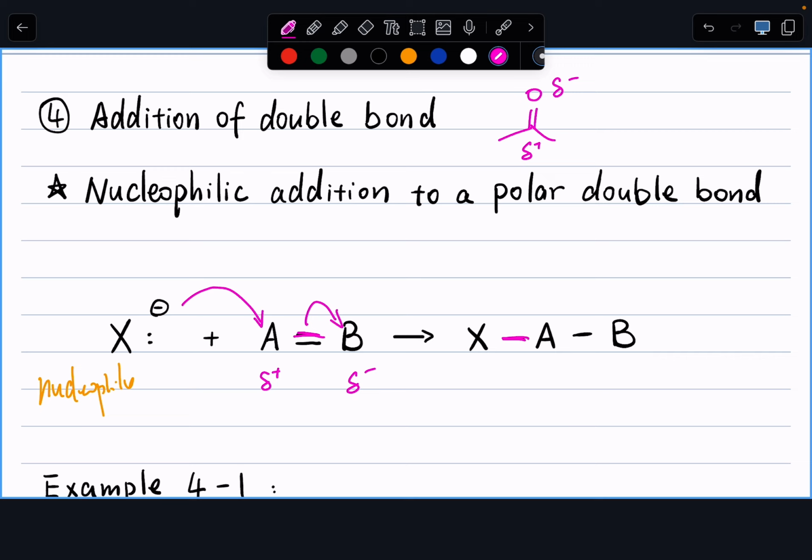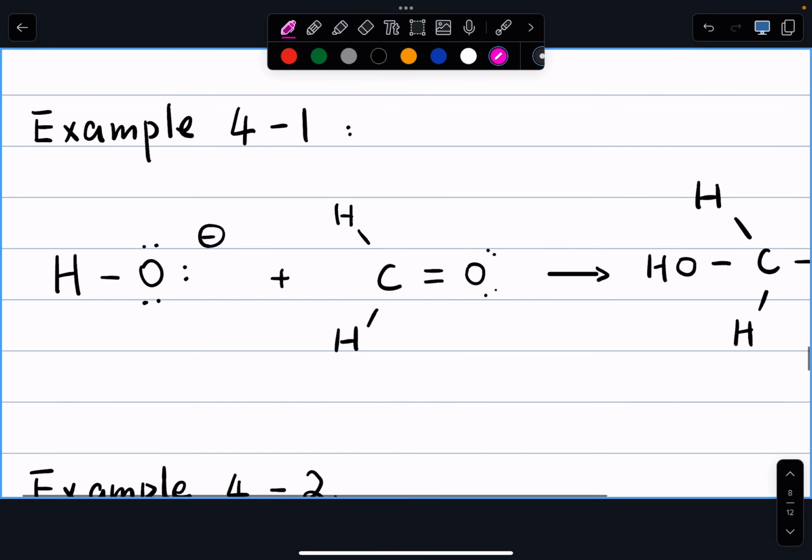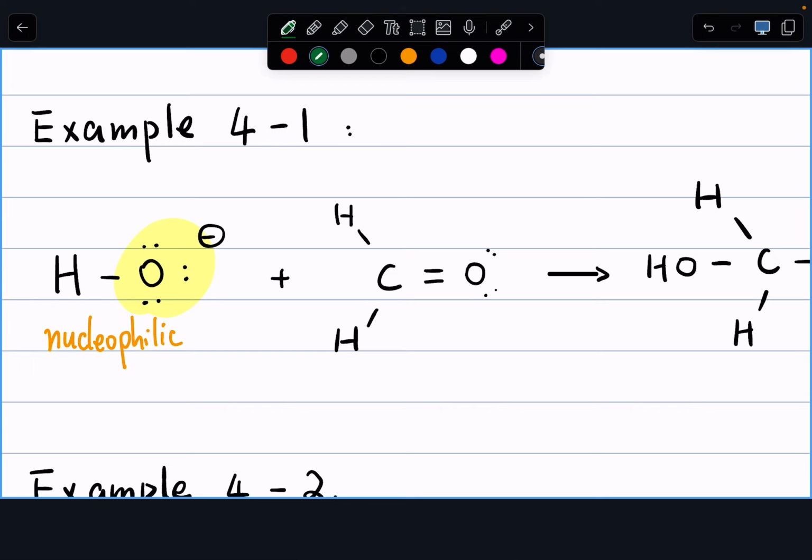All right. And in reality, what does it look like? Now, thinking about you have an OH minus, and then you have a formaldehyde. Let's do the same analysis. On the left-hand side, we have an oxygen that's anionically charged. We know this is nucleophilic. And then we look at your carbonyl group, and your oxygen is electron negative, your carbon is electron positive.